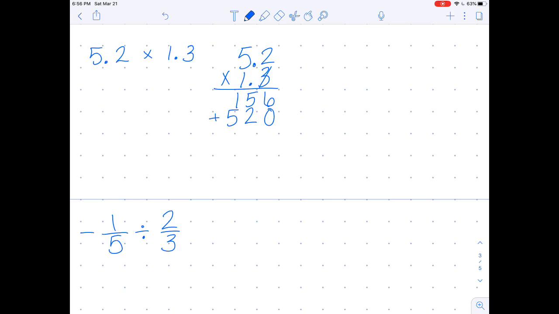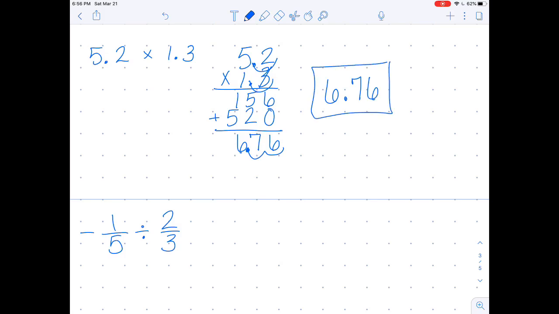And then we're going to add. 6. 5 plus 2 is 7. 1 plus 5 is 6. And then we're going to count. We move the decimal in 2 places up here, so we have to move it in 2 places in our answer. So our answer would be 6.76.